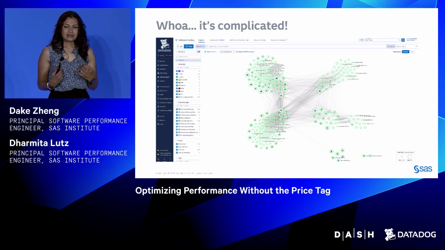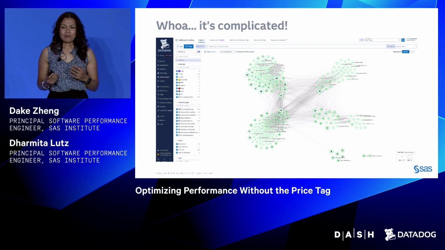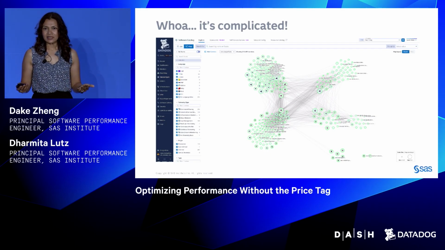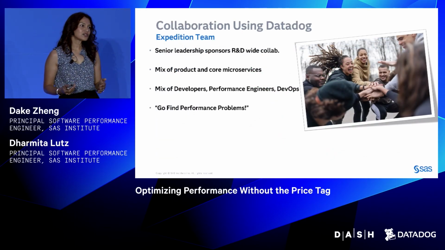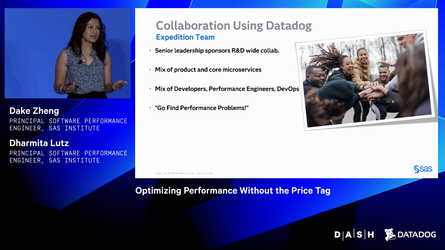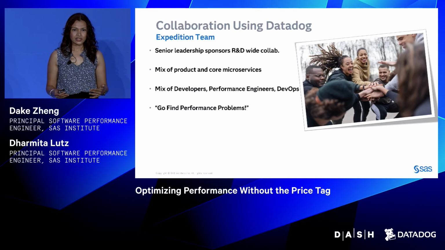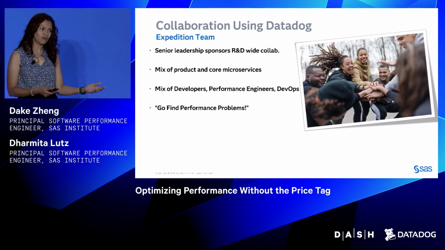So within R&D, which is where Daka and I work, we have OTel adoption, but we didn't really have the deep observability that Datadog provides. So our senior leadership recognized the complexity with all of these dependencies, and they sponsored an R&D-wide collaboration. We called it an expedition because our charter was to go find performance problems.